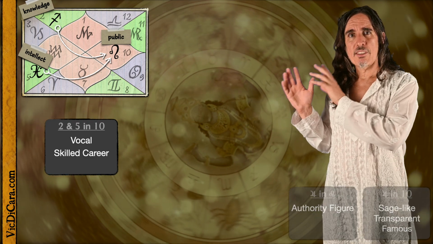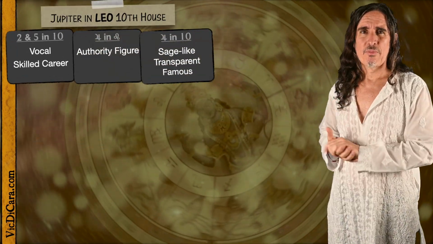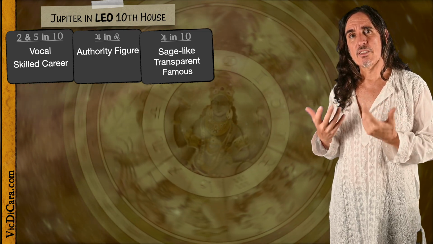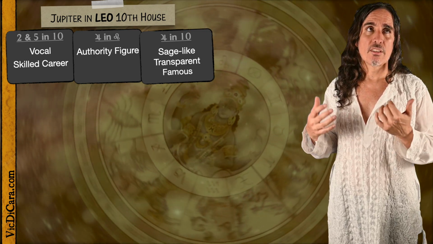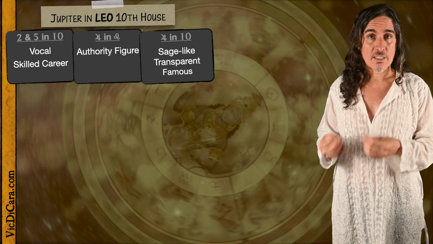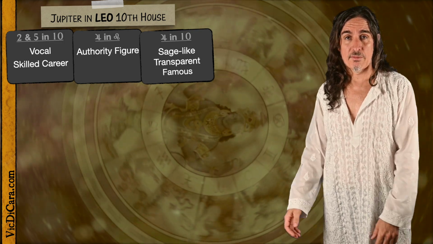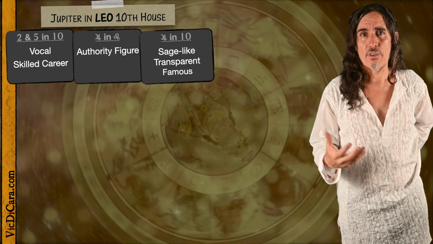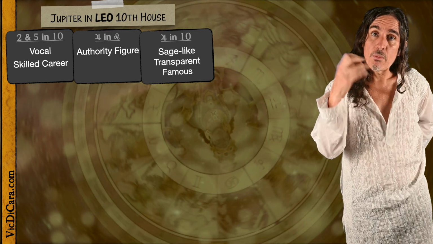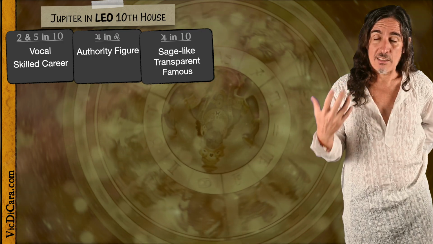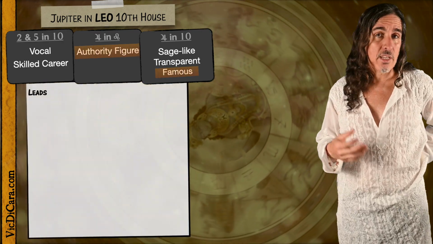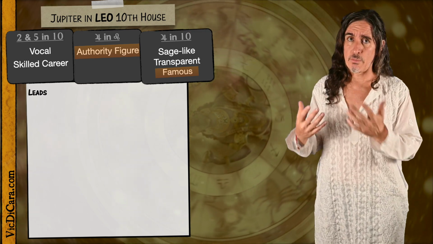Now, with these three sets of symbolisms, we can look for synergy between the three and use that to really understand what Jupiter in the 10th house, Leo, should be interpreted as. For example, authority figure is like the whole summary of Jupiter in Leo. And Jupiter in the 10th house has a lot of that same thing. We can shorthand it as famousness, but it also has to do with the sage-like quality, which means you have a big impact.